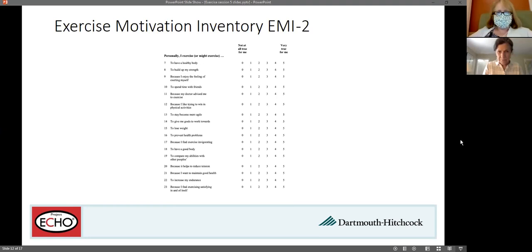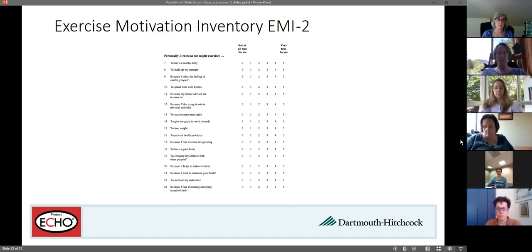So again, I have not used this Exercise Motivation Inventory tool, but I do like that it breaks down into themes what issues people may have in motivation, and it can steer you on how you're going to approach motivating them. Next slide, please.